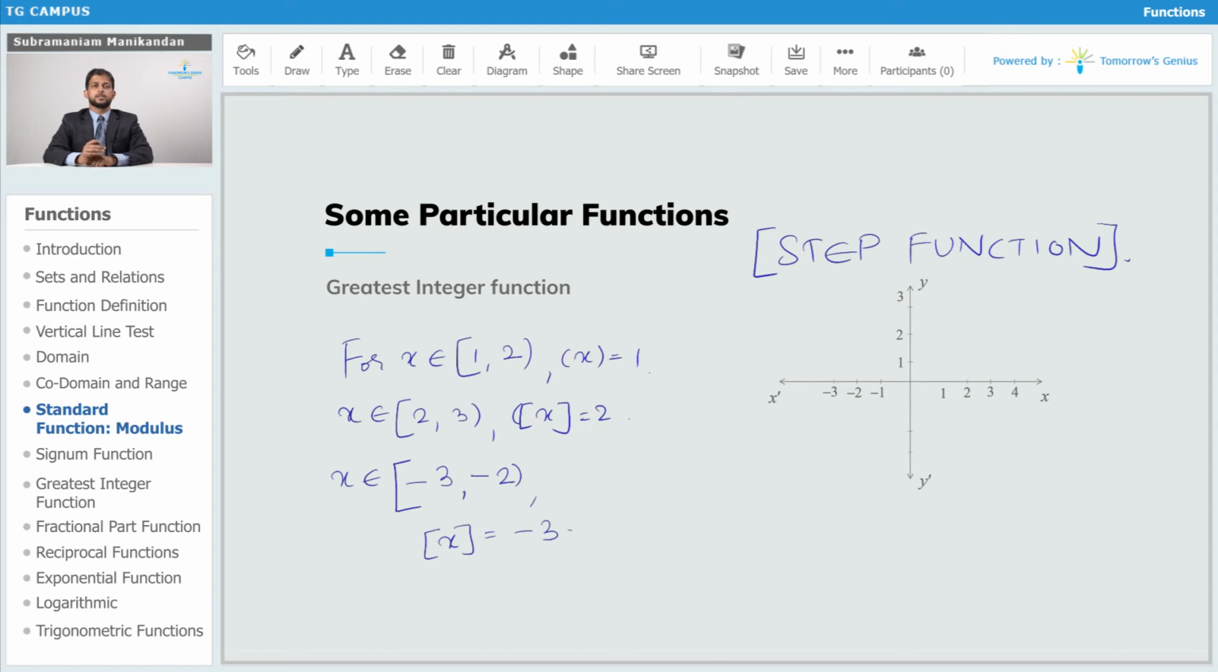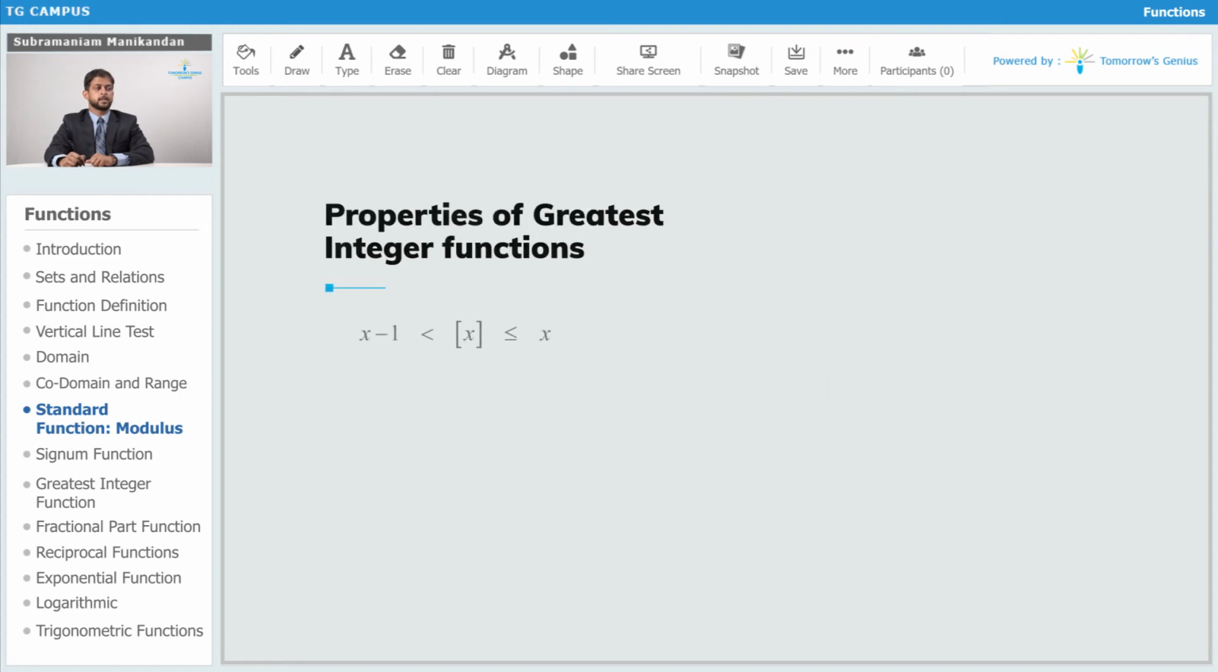So this function presents a very interesting problem when we apply it to trigonometric functions or exponential functions or logarithmic functions, and therefore a mix of logarithmic functions and greatest integer functions presents very interesting results. We'll look at that in the following examples. But before that, we have to study some properties of the greatest integer function.